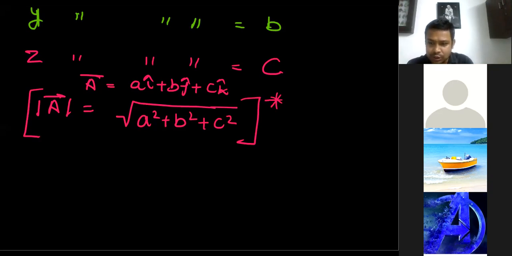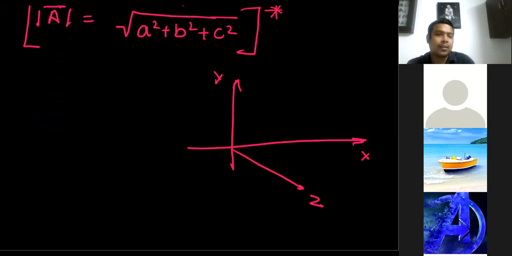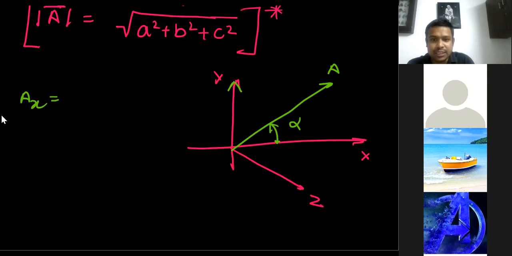Suppose in this question, if the vector A, this is the X, this is the Y, and this is the Z axis. Here, the magnitude of vector A is A. This angle is alpha. Then what is the X component? Tell me, my dear friends. Ax is equal to what? According to this diagram, A cos alpha. Clear, my dear friends? Yes, sir.